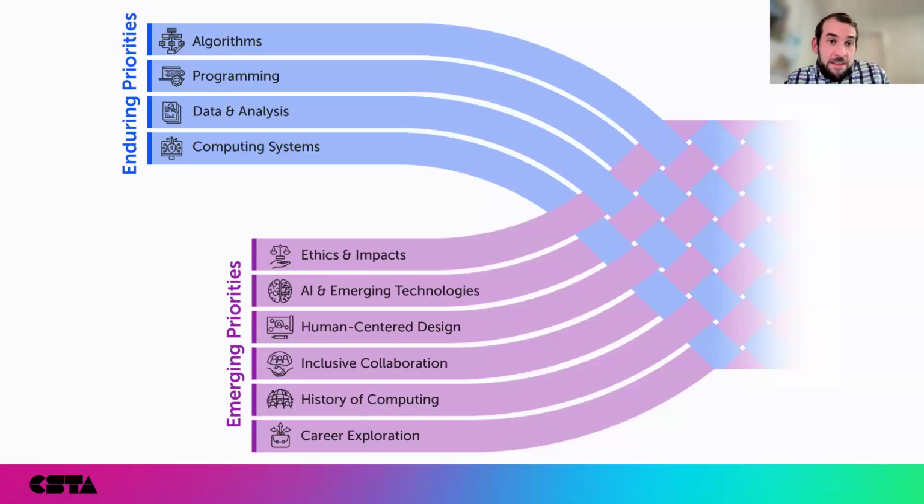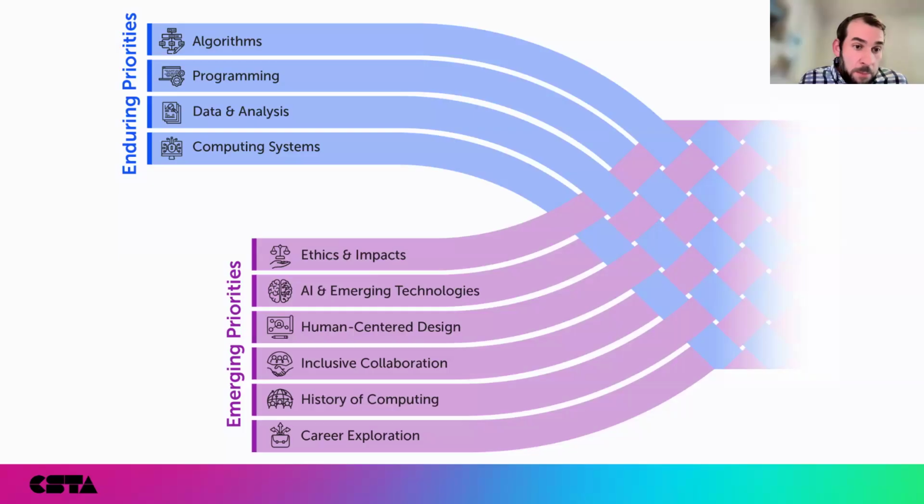The content is not all different, though there are significant differences. There are a set of enduring priorities shown in blue at the top. These are algorithms, programming, data analysis, and computing systems. These represent what is similarly important as the past or the current standards in 2017.